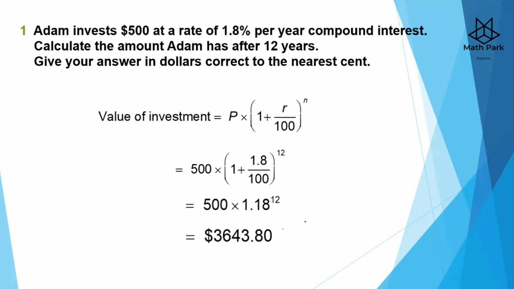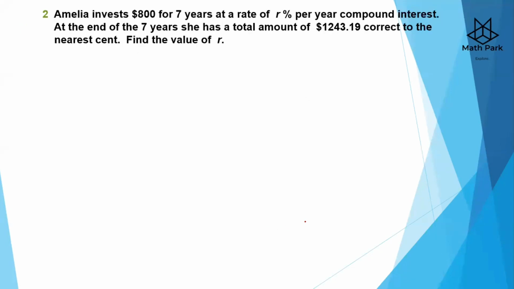Got it? Next question. Amelia invests $800 for 7 years at a rate of R% compound interest. At the end of 7 years, she has a total of $1,243 and 19 cents. So this is going to be your value of the investment, which we call the amount. The number of years is 7, n is equal to 7. The rate of interest is what we have to calculate.